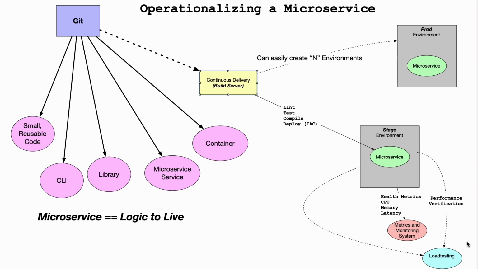Once this is actually approved, you can easily just merge this into a new branch and push it directly into production. So really a microservice, the simplest possible explanation is it's logic that you push live.